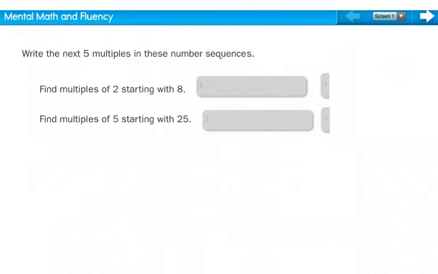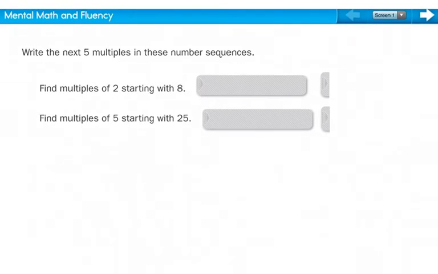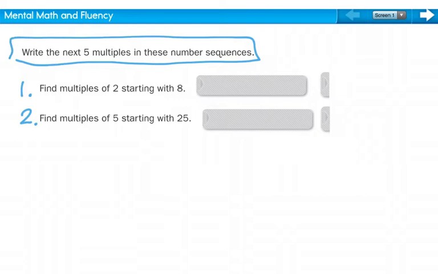So on your whiteboard, would you please number 1 and number 2. For number 1, I want you to find multiples of 2 starting with 8. So we're going to find the next 5 multiples. I'll give you the first 2 just to get you started. They want you to start with 8 and find the next 4. So 8, 10, what would come next?